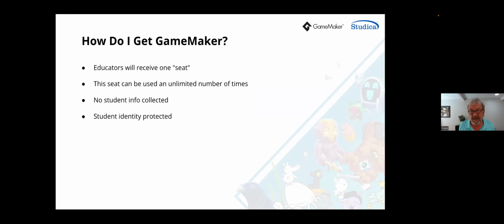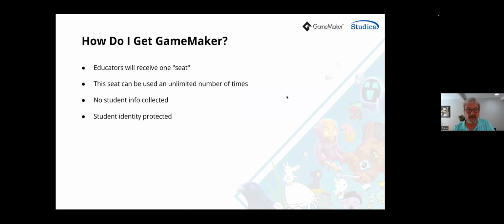So how do you get GameMaker? Well, you can just download GameMaker. If you do that, it won't be able to export to any of the bigger game platforms. GameMaker can export to Xbox, PlayStation, as well as Steam. So all of the major places that you would see games, you'll have to buy a seat for that.